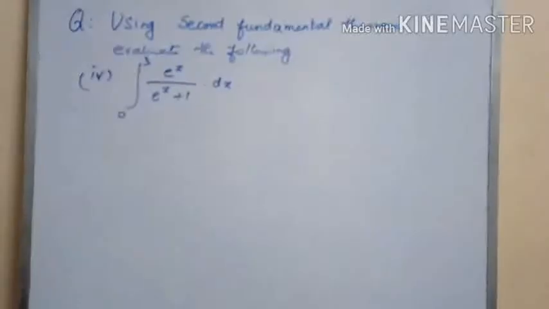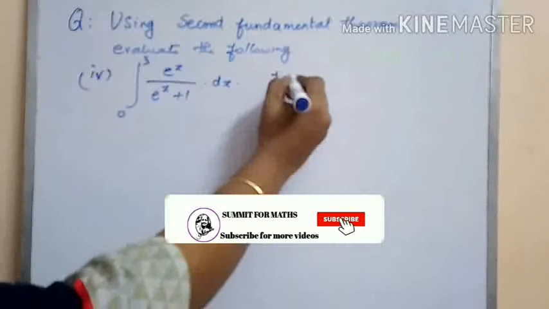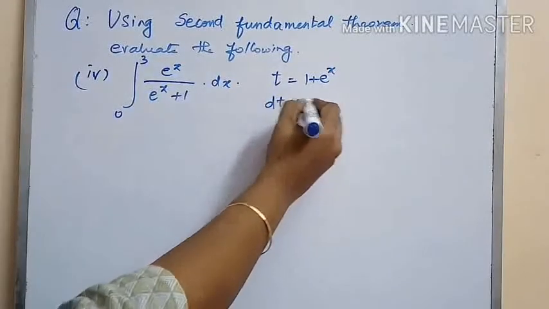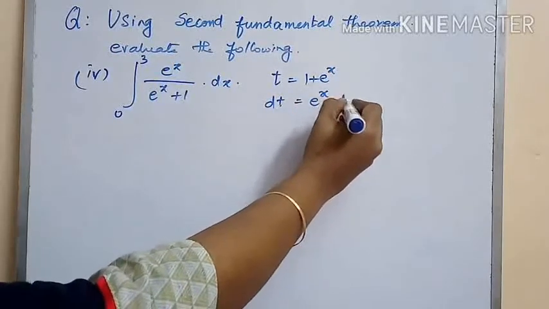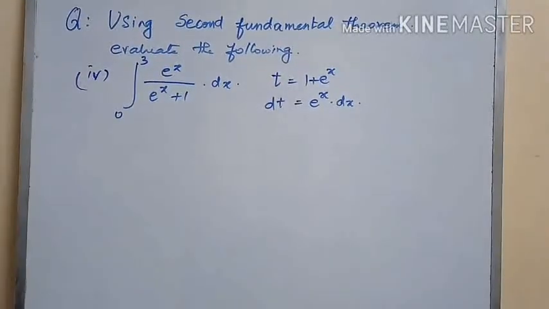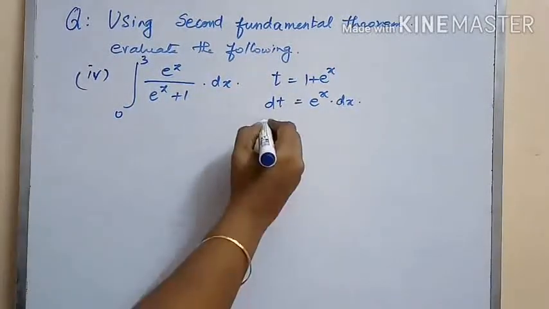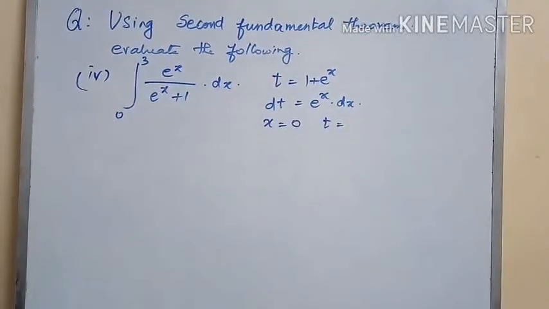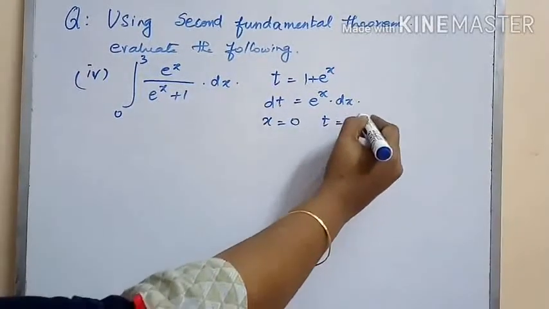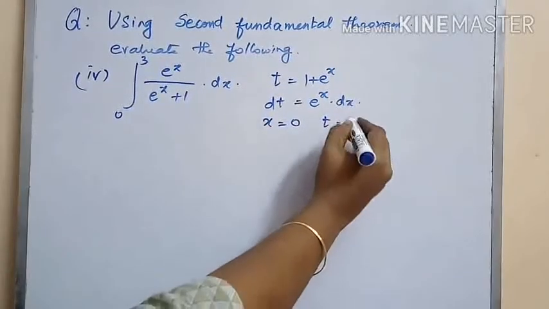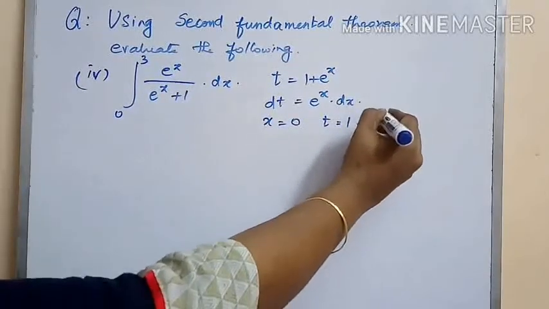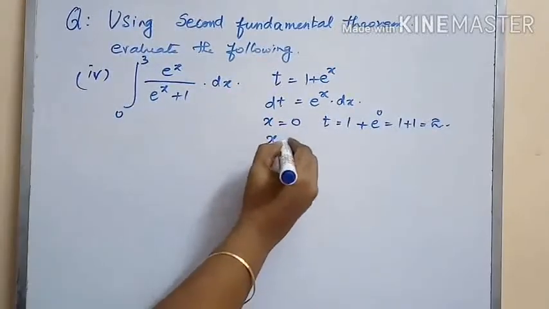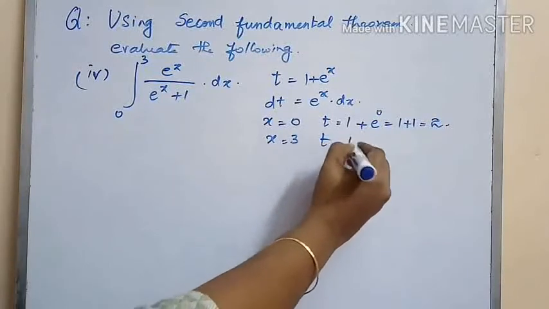Integral 0 to 3 e to the power of x by 1 plus e to the power of x into dx. Again, let us substitute t is equal to 1 plus e to the power of x. So dt is equal to e to the power of x into dx. When x is equal to 0, t is equal to 1 plus e to the power of 0. So 1 plus 1, which is equal to 2. Any number to the power of 0 is 1. So e to the power of 0 is 1.